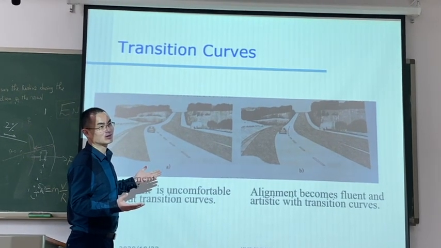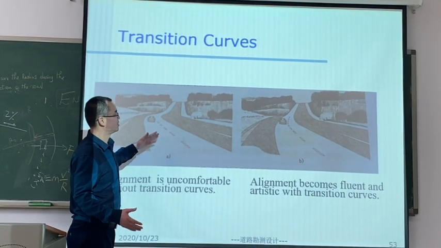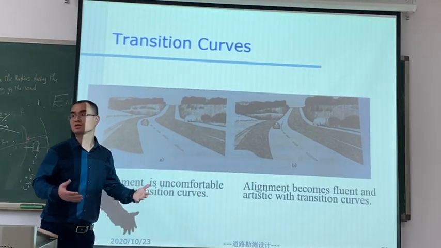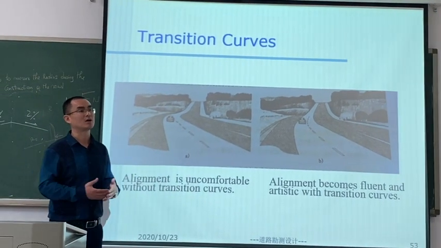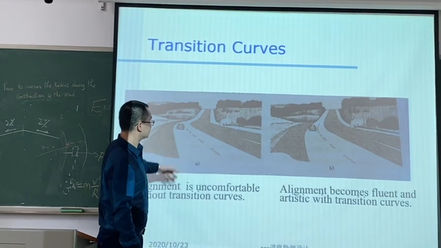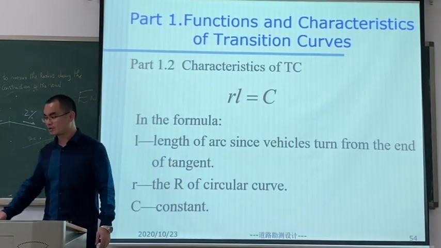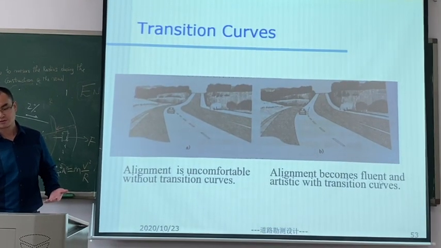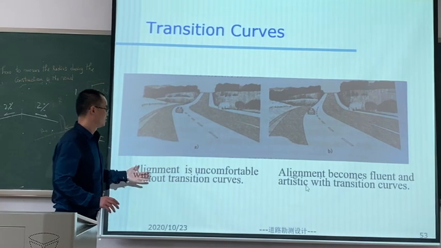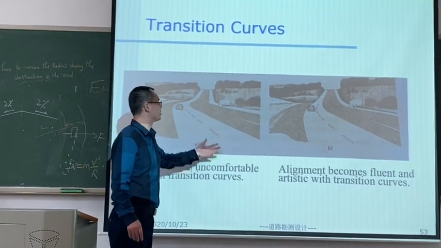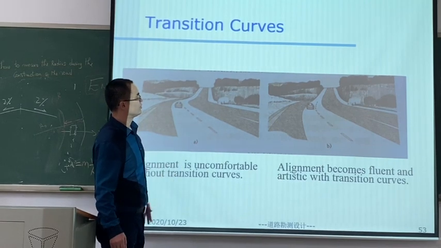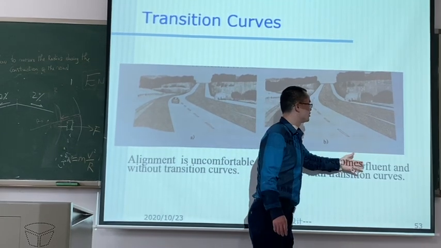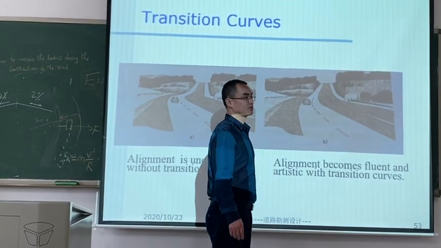Because it has the transition and the slope is progressive. It's smooth. It's more smooth. Smoothly, right? And fluent, artistic. This one is not. This is uncomfortable. Feel uncomfortable. This is fluent and artistic.